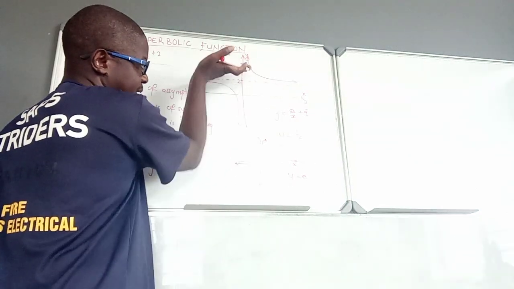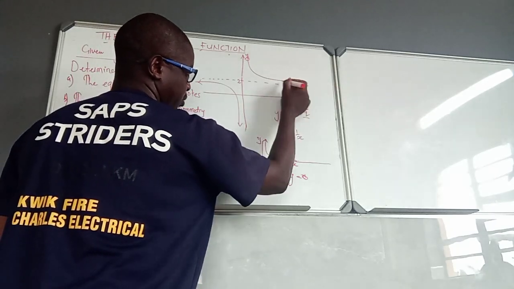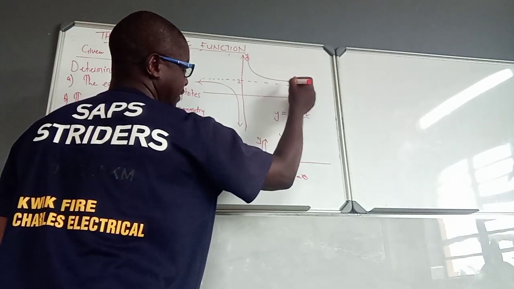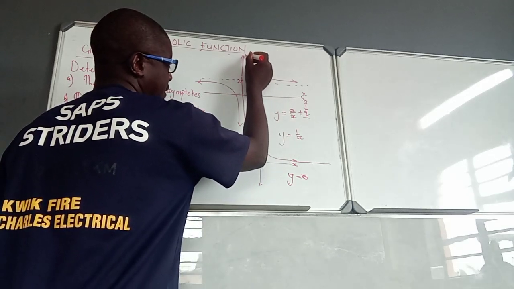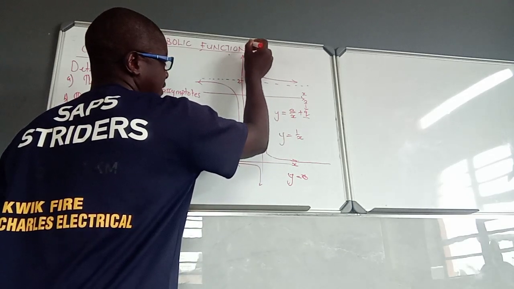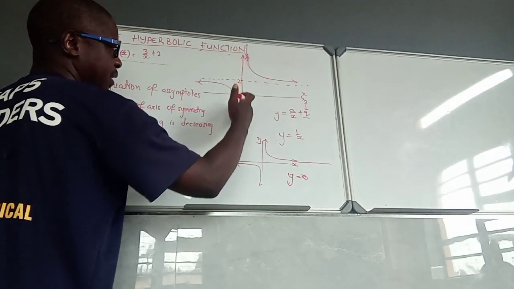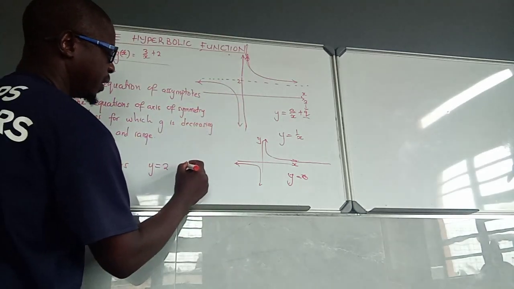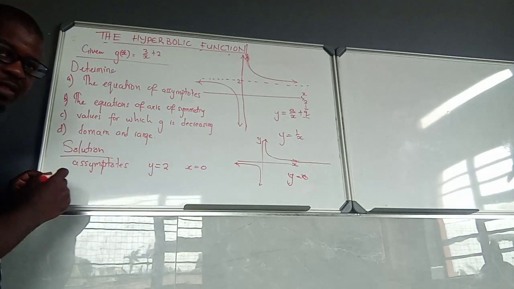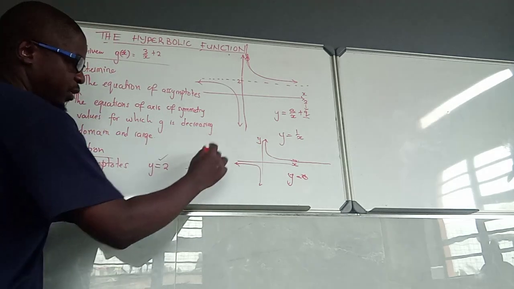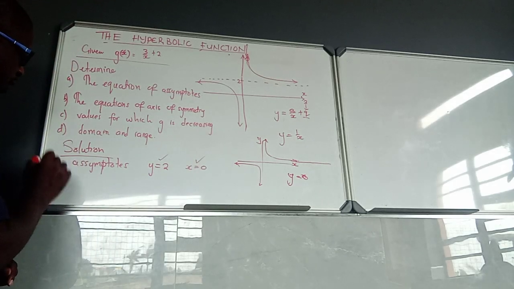The first one is this one here, where the graph approaches the horizontal line, but never touches. And then the other one is this line here, where the graph approaches the vertical asymptote, but never touches. So what is our vertical asymptote here? It's x is equal to 0. So these are the two asymptotes that we have: y is equal to 2 and x is equal to 0. And this was part A.